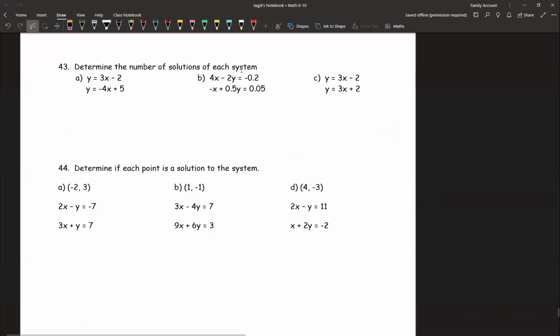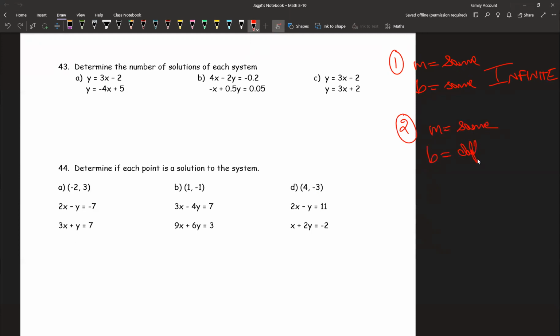Next up, they're saying determine how many solutions this system will have. Now, remember those three cases? If the slope is same and the y-intercept is same, you have infinite solutions because it's essentially the same equation. If your slope is same, but y-intercept is different, that would mean you have two parallel lines, so they will never intersect, so you will have no solution. Third one is straight away, if the slope is different, you don't even need to consider the y-intercept. If slope is different, you know they're going to intersect.